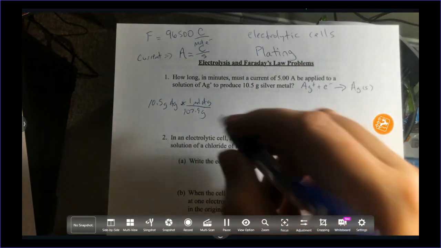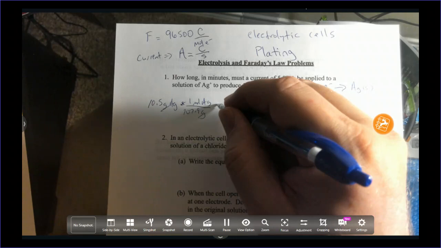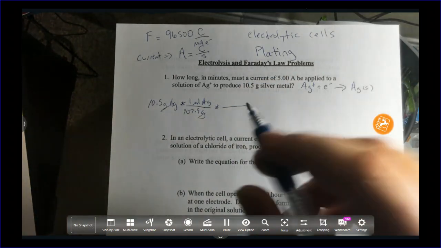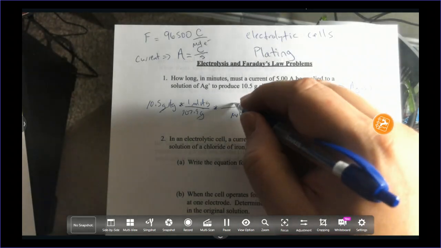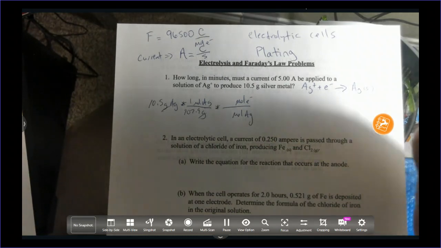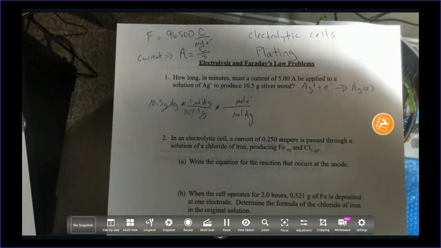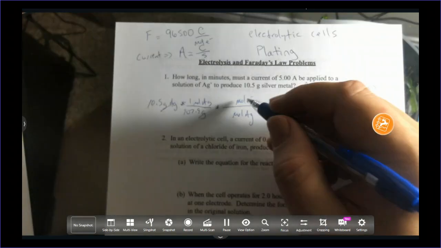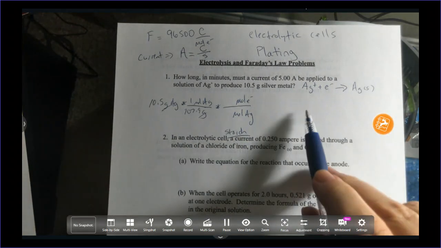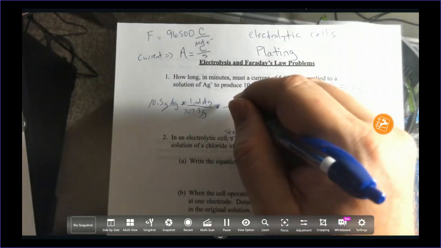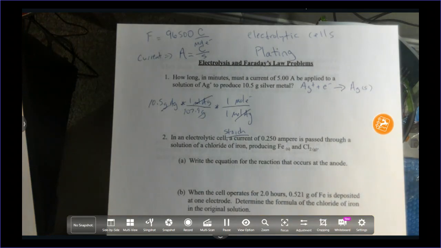Keep your descriptors on these dimensional analysis problems so that you know you're dealing with moles of silver here. Because here's a very important step. I'm now going to convert out of moles of silver, and I need to know about moles of electrons, because again, amps is a current, which is the flow of electrons. Not the flow of atoms, the flow of electrons. So this is technically my stoich step right here, and that's why I need my reaction. I can see here 1 mole of silver requires 1 mole of electrons. And so my unit now is moles of electrons.